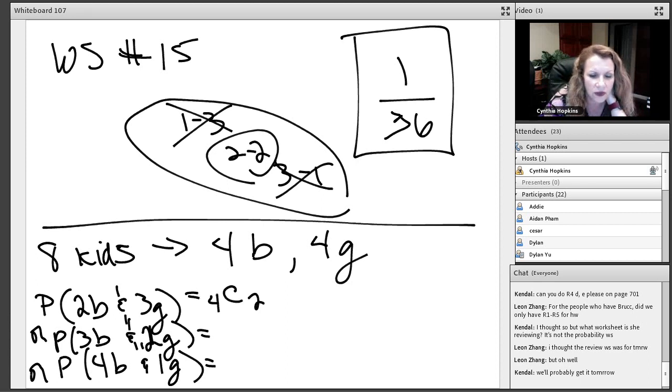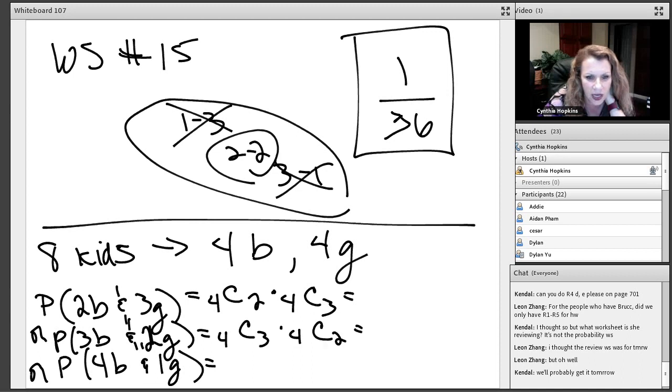Okay, so here we go. We're going to do all 3 of these and then we'll add them up. Out of the 4 boys, choose 2, times out of the 4 girls, choose 3. Then for the second scenario, out of the 4 boys, choose 3, and out of the 4 girls, choose 2. And then out of the 4 boys, choose 4, and out of the 4 girls, choose 1.